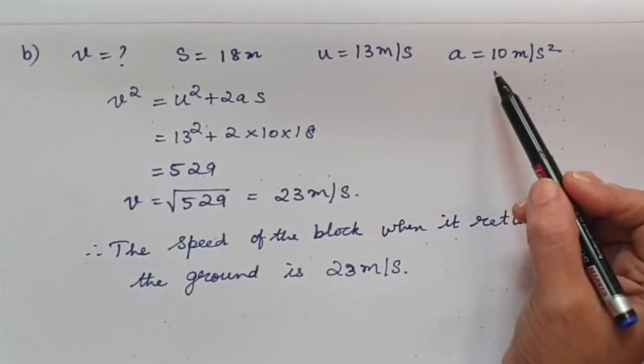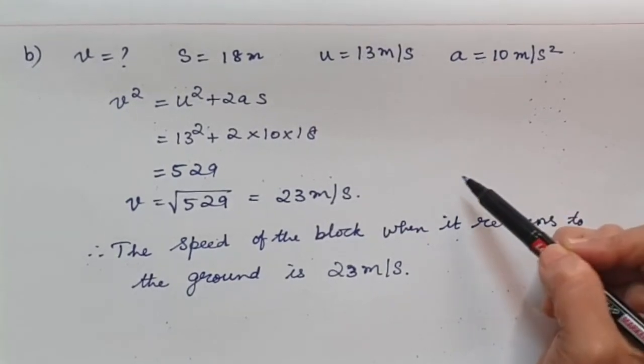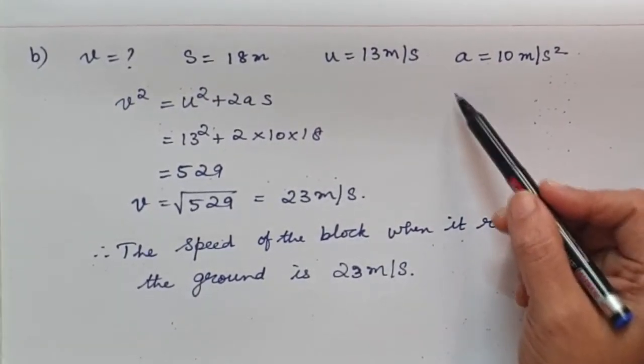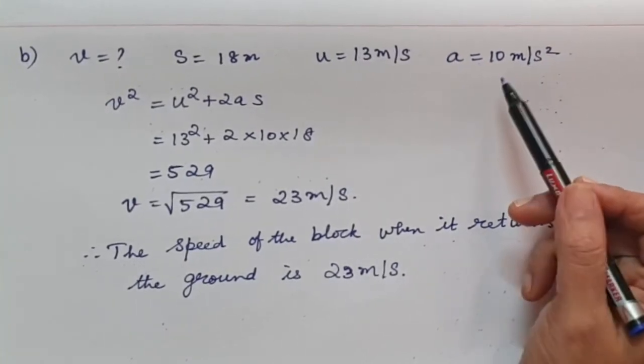Here we have taken a as positive because it is coming towards the ground. If it goes against the gravity, then we take it as a negative 10.